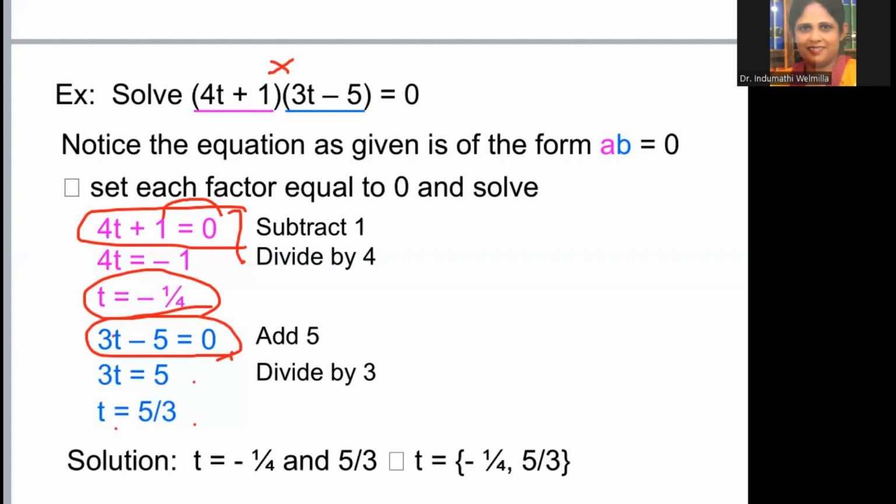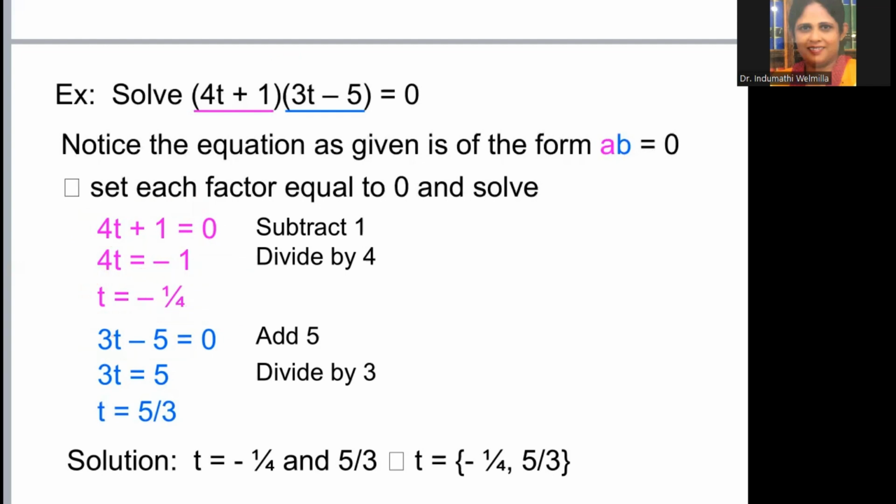So finally, we have two answers, or two solutions, for t. One is minus 1/4, the other one is 5 over 3. Because this is a quadratic equation, it has two values, two answers for the unknown variable t. This is how we can apply the factorizing method to solve a quadratic equation. So shall we move to one more example?